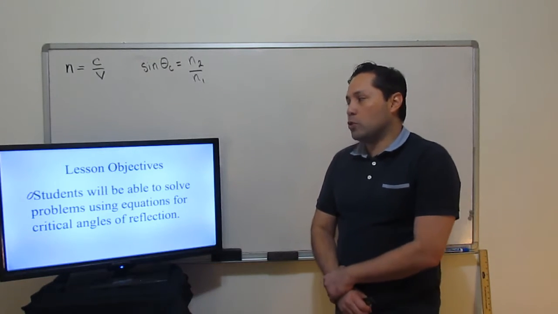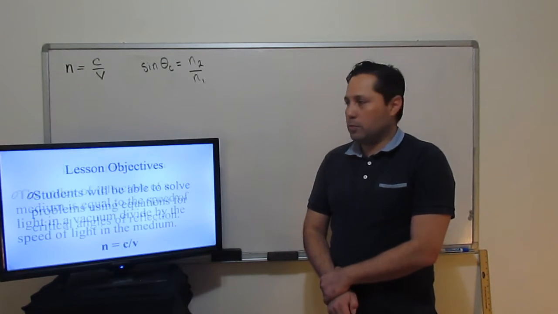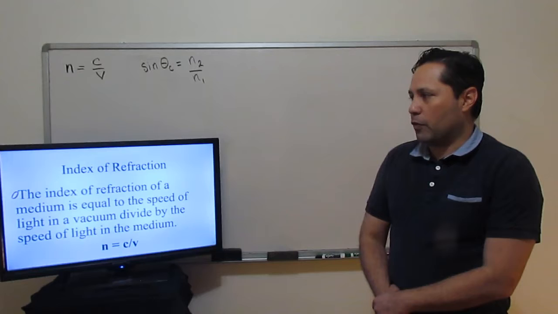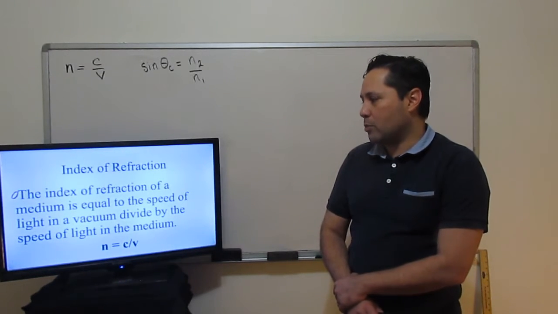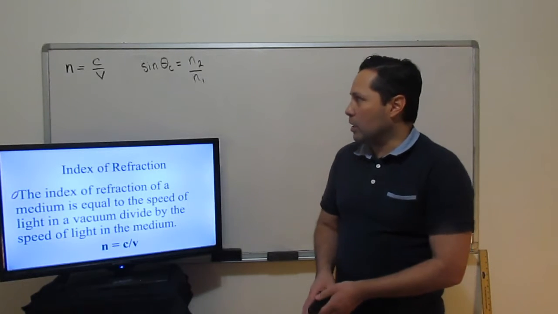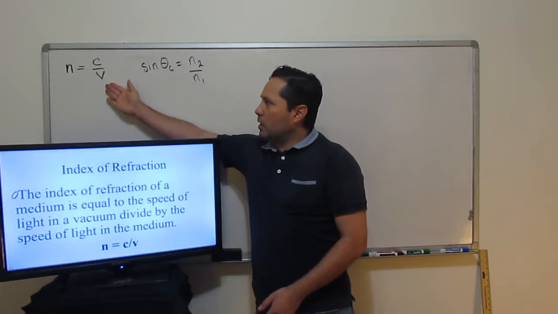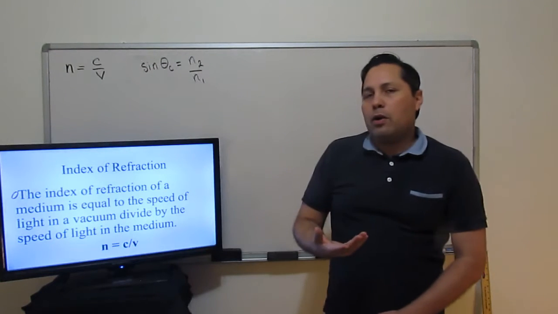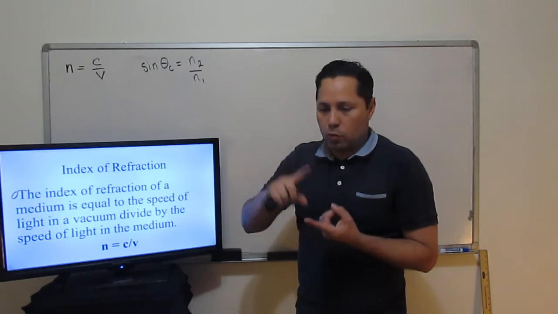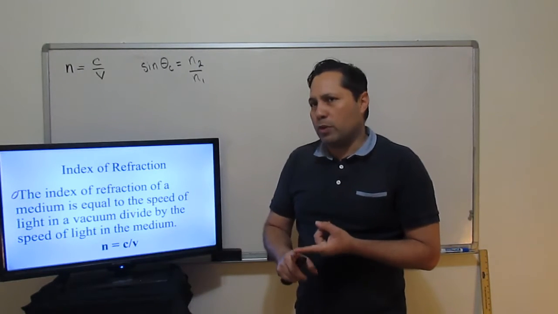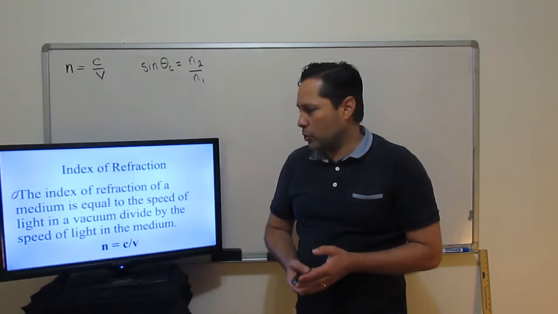Our lesson objective: students will be able to solve problems using equations for critical angle of reflection. What is the index of refraction? The index of refraction of a medium is equal to the speed of light in a vacuum divided by the speed of light in the medium. That is the equation right here at the bottom. Now, you saw in Snell's law that the index of refraction was 1.33 for water, 1.0 for air, and for a diamond it was 2.42.